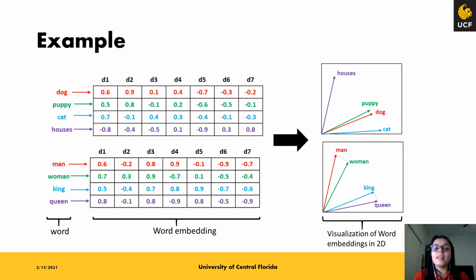But if we check dimension number 4, we will see that man and king have a positive value while woman and queen have a negative value. So dimension 4 could mean the gender male. And we can see the same pattern when we check the graph on the right side. We can see that men and women are almost together and king and queen are almost together. As we saw in the last example, if we add woman plus royal, we will have queen.